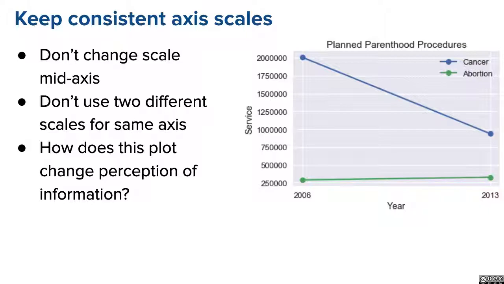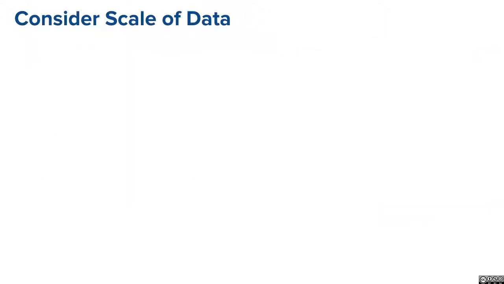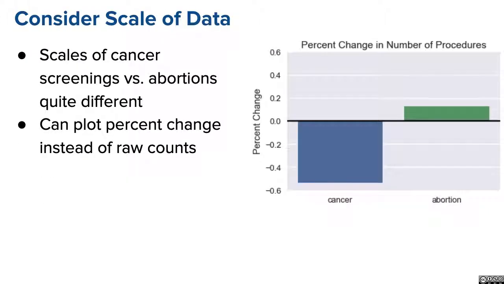And so sometimes what we want to do is take into account the scale of our data themselves. So what I've done here is plot the percentage change in number of procedures. I've normalized the difference by the percent change, and that way you can see that the number of cancer screenings fell by about 50%, while the number of abortions rose by about 15%, I would say, based on that bar there.